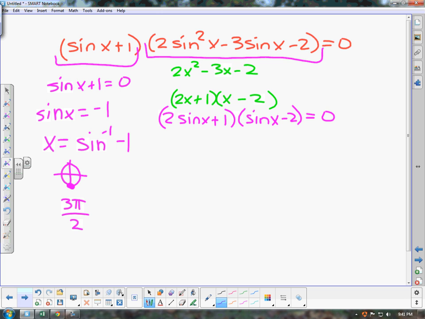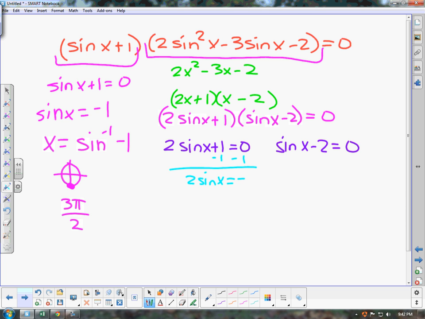And so now by your zero product property again, 2 sine x plus 1 equals 0, and sine x minus 2 equals 0. Now you have to solve both of these two equations. We will start with the one on the left and take this one here. Subtract 1 and have 2 sine x equals a negative 1. Then we would divide by 2, and you have sine of x equals a negative 1/2. And finally, you would want to get rid of the sine, so then x equals inverse sine of a negative 1/2.